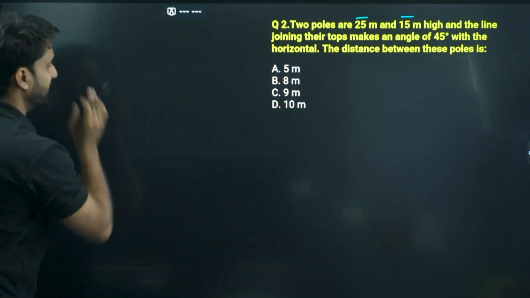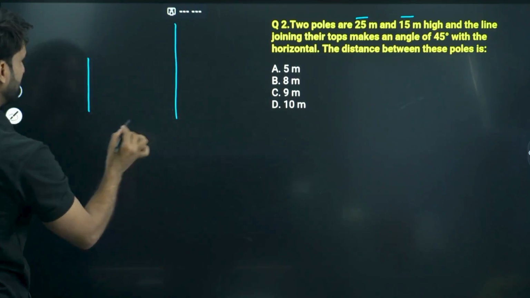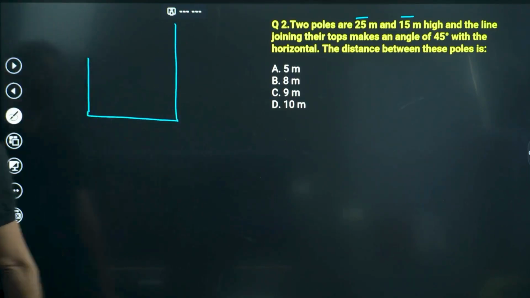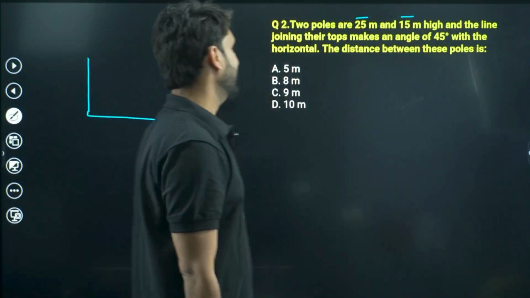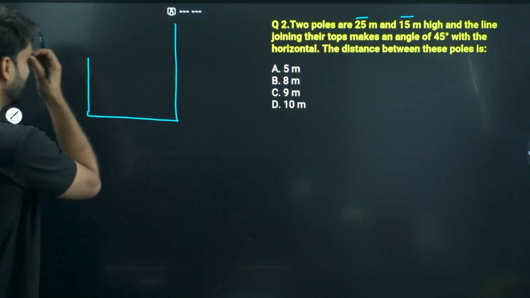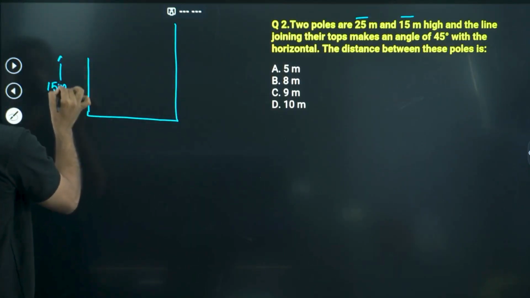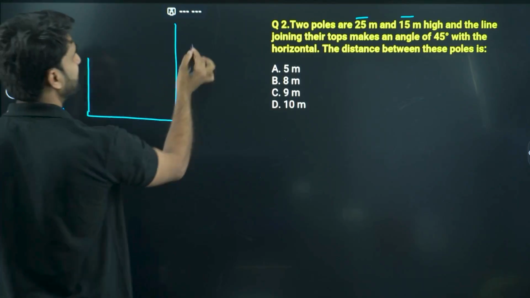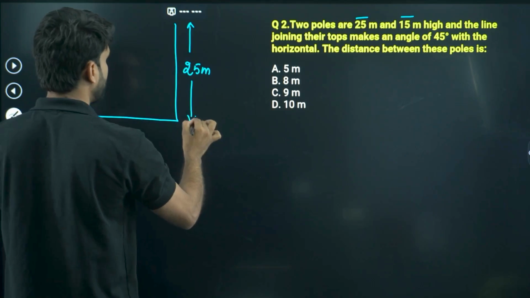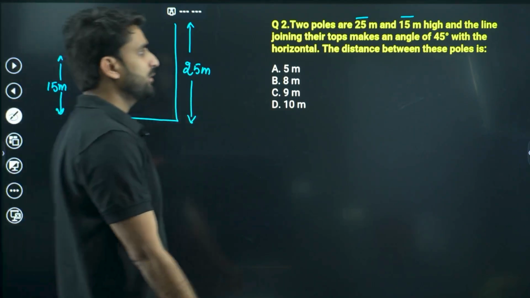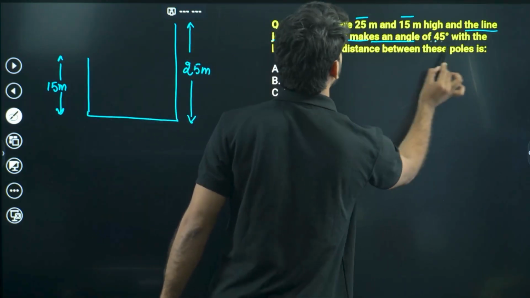So let's draw the diagram. Let's draw two poles here. One pole is here and the other pole is here, and this is the earth, the ground. Both poles have to be standing on the ground. So this is 15 meters, and this tower has a height of 25 meters. Now look at the next information: the line joining their tops makes an angle of 45 degrees.